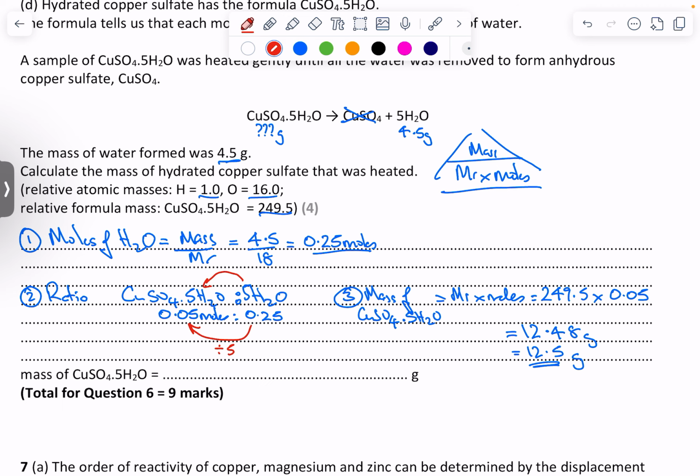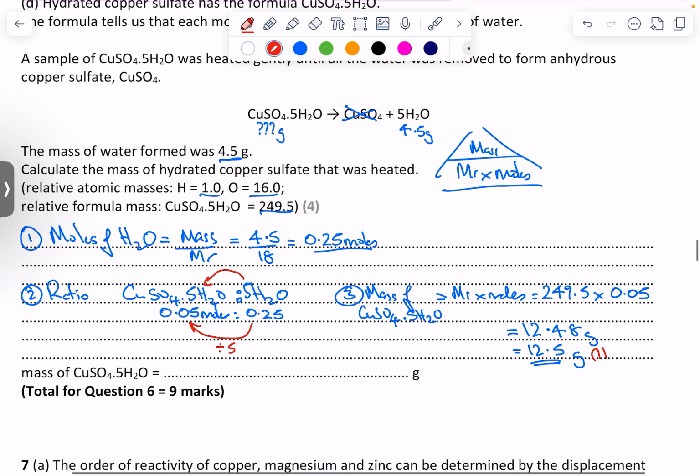Mark wise, what they're going to give us for marks? Well, there's 4 marks in here, so you can get 1 mark for your final answer, 1 mark for doing this bit of working out, 1 mark for doing this bit of working out, and then 1 mark for doing that bit of working out as well.